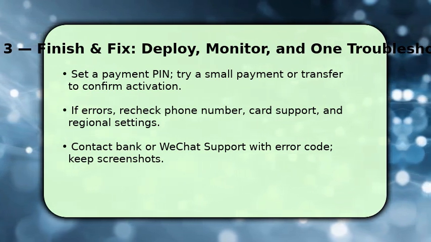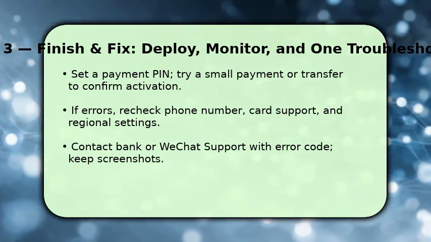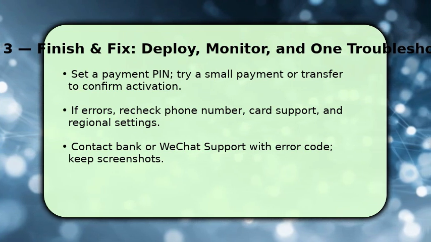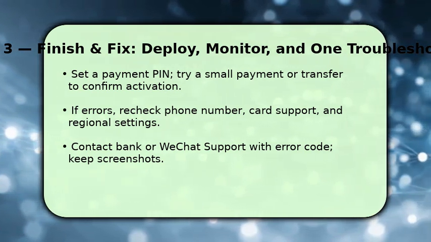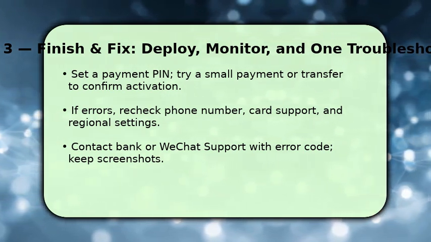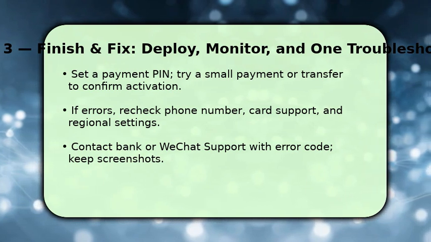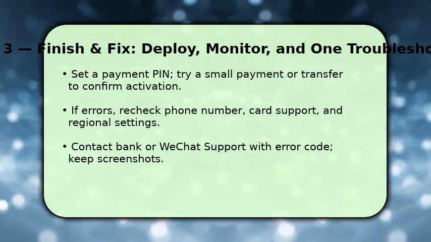If activation fails, first recheck that your WeChat region is set to mainland China, that the bank card supports mobile payments, and that your phone number matches the card on file. Once done, if errors persist, capture screenshots and contact your bank or WeChat support with the error code. This speeds resolution and gets your wallet activated reliably.